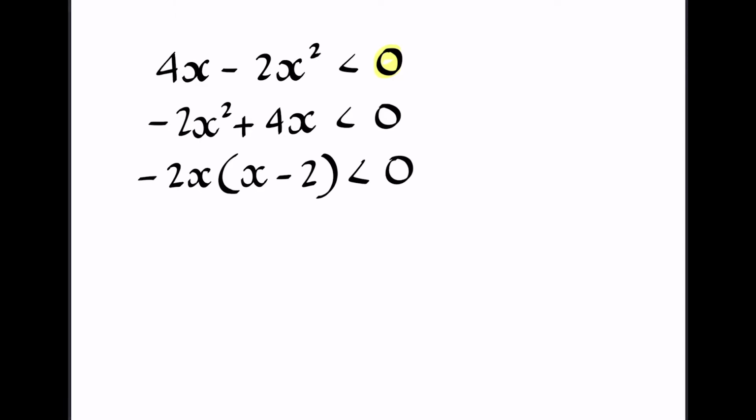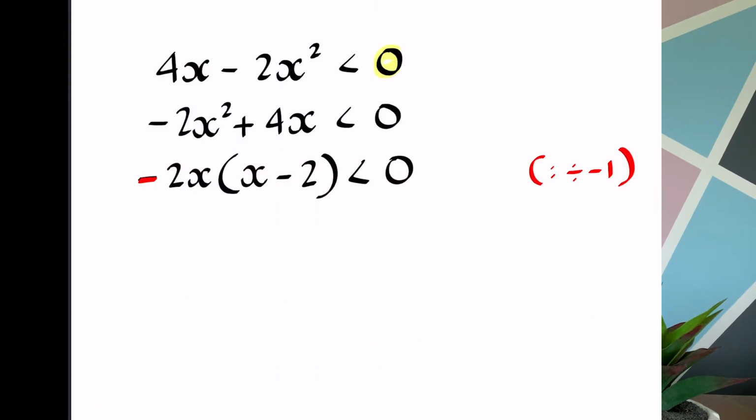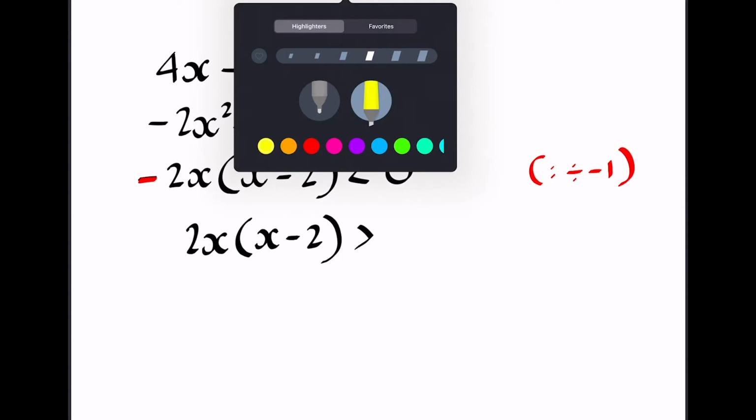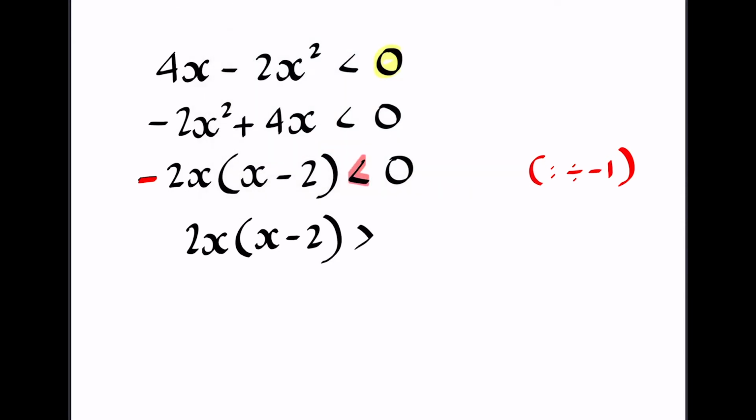So now what I'm going to do is divide by negative 1 because I want to get rid of this negative here. All I need to remember is that when I divide by a negative or multiply by a negative, my inequality sign will flip around. So my left-hand side divided by negative 1 will give me 2x into x minus 2. And now the inequality sign will flip around because I have divided by that negative. So it was facing that direction. Now it's going to face the other direction. And 0 divided by negative 1 is still 0.